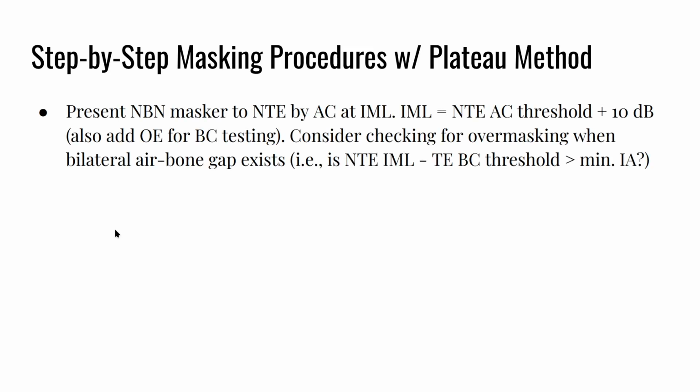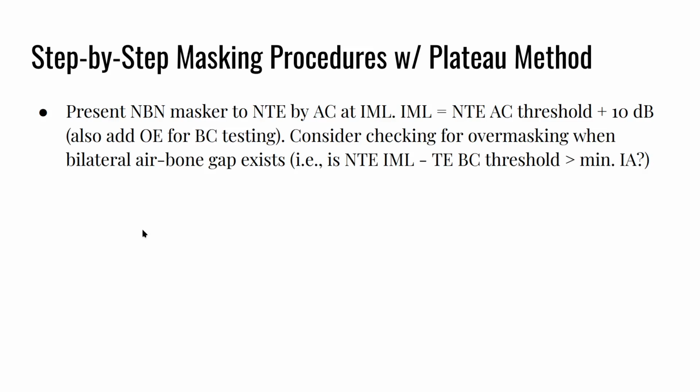So, step-by-step masking procedures with the plateau method. Present the narrowband noise masker to the non-test ear via air conduction at the initial masking level, which is the non-test ear air conduction threshold plus 10 dB. Also add the occlusion effect for bone conduction testing. That's going to depend on the frequency and the transducer.